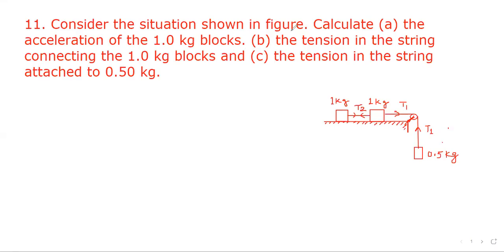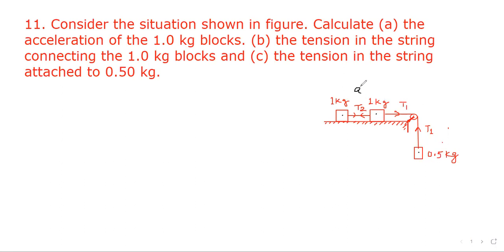Consider the situation shown in the figure. Calculate the acceleration of the 1 kg blocks, the tension in the string connecting the 1 kg blocks, and the tension in the string attached to the 0.5 kg block. Here, these two blocks have masses 1 kg each, and this block has mass 0.5 kg. We have to find out this tension and this tension, and also the acceleration of each block.